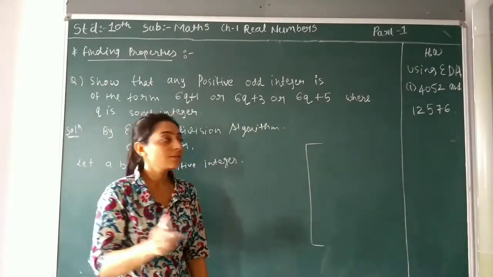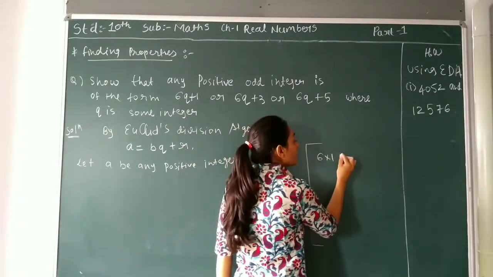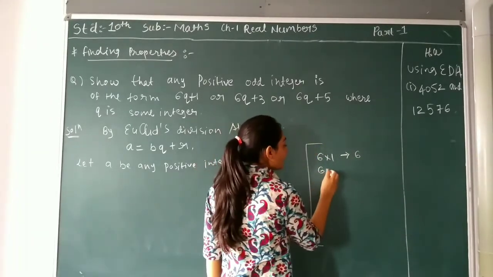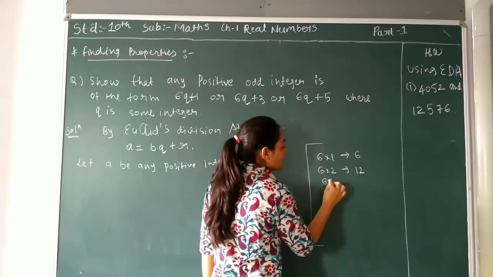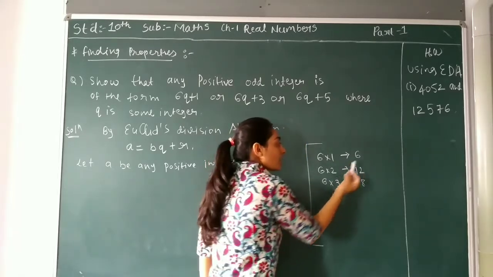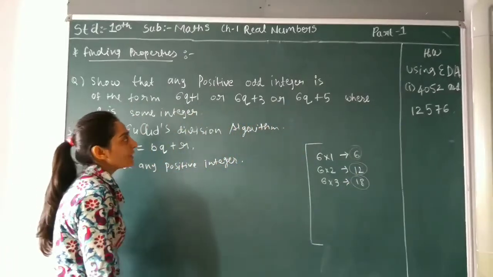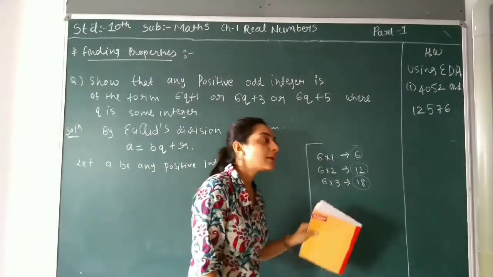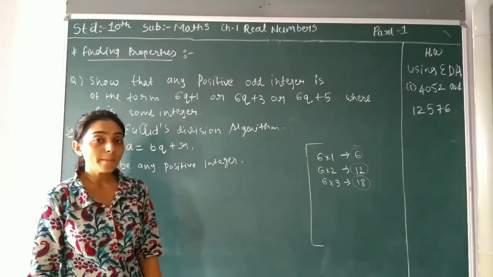We always get an even number. If you multiply 6 with 1, what will you get? 6, which is an even number. If you multiply with 2, you get 12. 6 multiplied with 3, you get 18. In the resultant value you always get an even number. So whenever we multiply any even number with any number, you will always get an even number as the result.